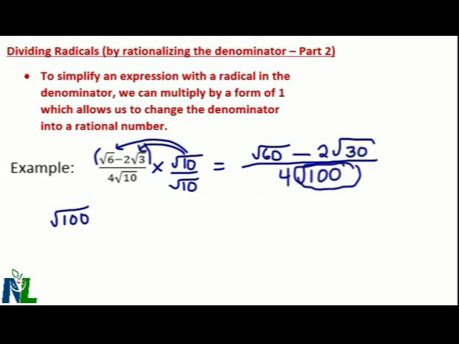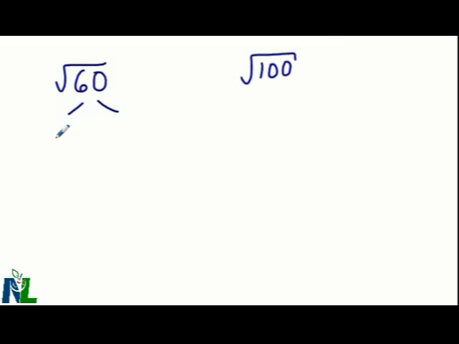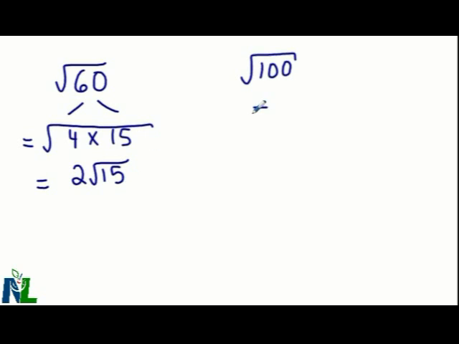Now let's just take a second and break down the square root of 60. If I think about the largest perfect square that divides into 60, 4 would be the largest perfect square. So this would result in the radical 2 root 15. 100, of course, is a perfect square, so that's just going to leave me with a 10.